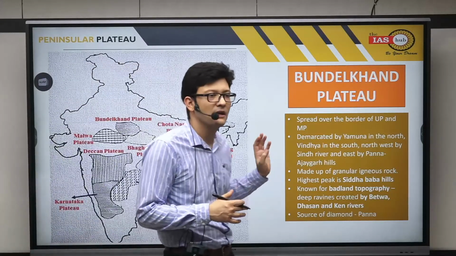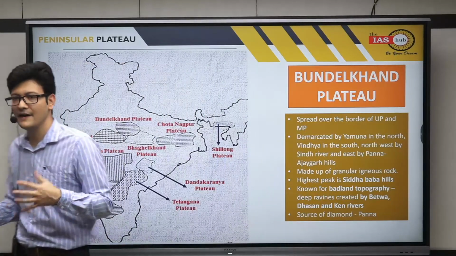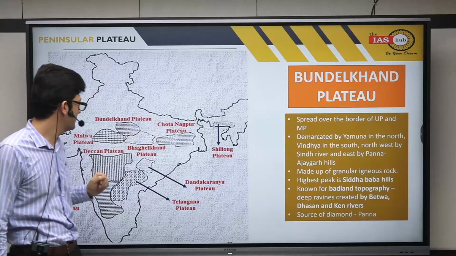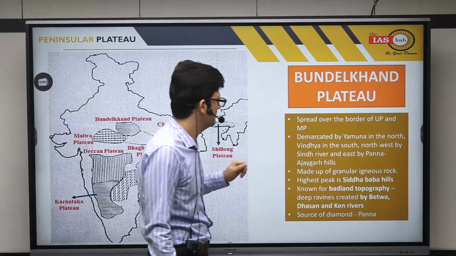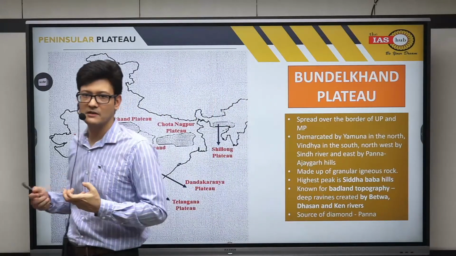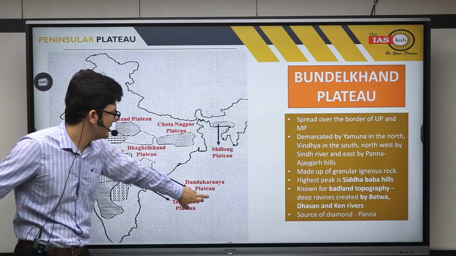Then one of the major features also is you will find diamond deposit over here. Panna is located on the northwestern side of Bundelkhand Plateau, and over there the Panna diamond mines are there. So Bundelkhand Plateau is famous for diamond mines also.